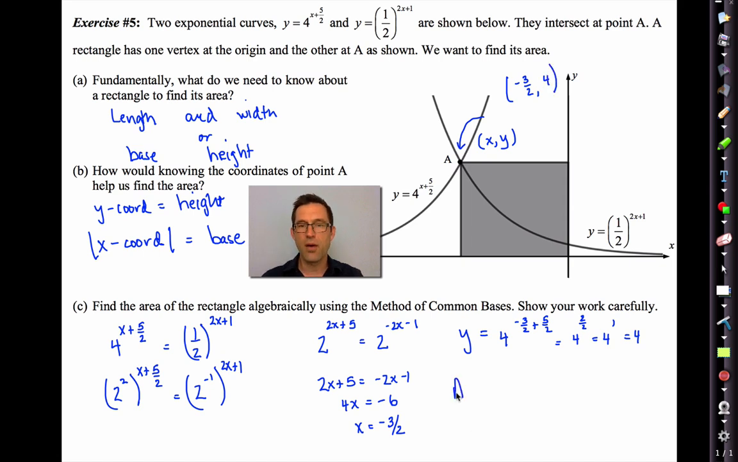But that means its area is going to have a base length of 3 halves, a height of 4, and we're going to have an area of 6.